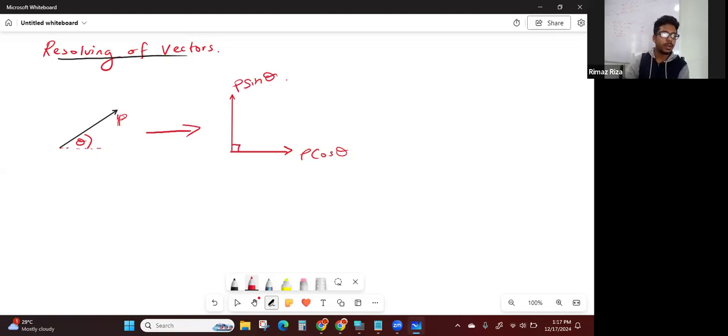So now let's say, for example, you have vector P. If you want resolving, it means you divide it into two components so that their resultant will be equal to the original vector. Do you understand? Okay. So here this vector P, I resolve into two components. Then the resultant of these two components must be equal to the vector P. Is that clear? Yes, sir. Okay.